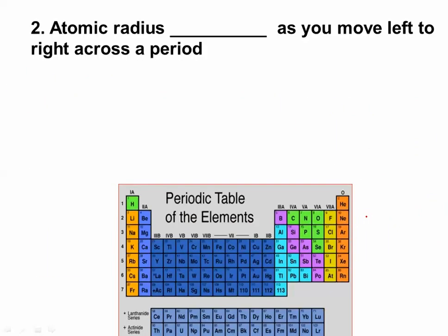All right, let's look at the trend for left to right across a period. So we mean like if you start out at lithium and you go across this period, what happens to atomic radius? Well, we said when you go down, the number of energy levels increase. But here, everything in the second period has 2 energy levels. So that's not going to be the reason. And it turns out that atomic radius decreases as you move left to right across a period.